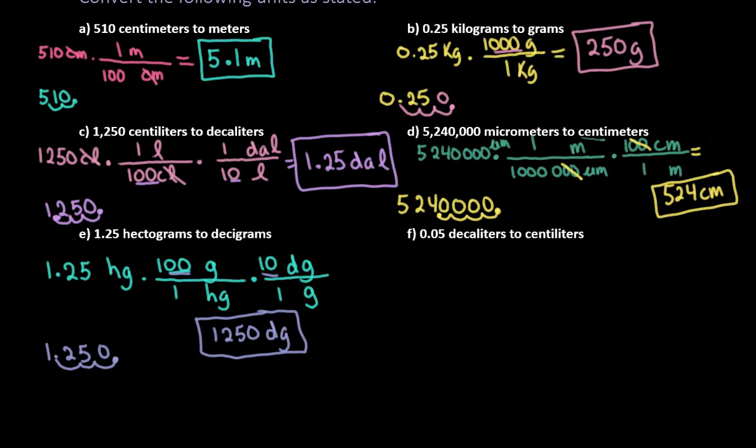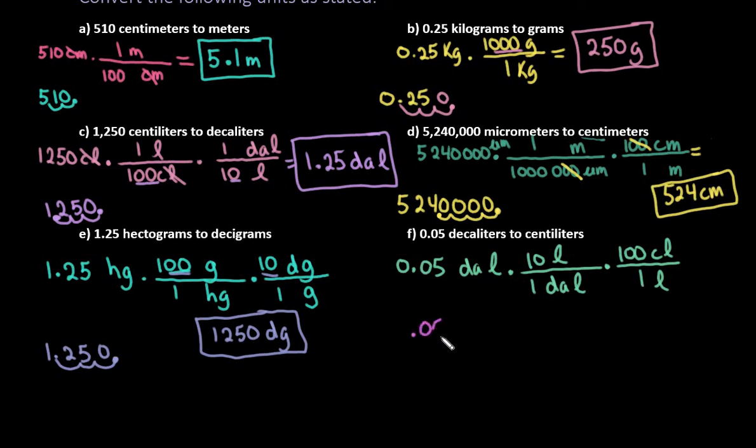All right, so last one. I have 0.05 decaliters, so I would put DAL, to centiliters. Again, we're going to go from decaliters to liters. So I can say that there are 10 liters in 1 decaliter. And then from liters, I'm going to go to centiliters. We know that there are 100 centiliters in 1 liter. If we simplify this, we would just do 0.05, and notice I'm going to move it over 1, 2, 3 zeros. So I would move it over 1, 2, and 3. If I do that, I end up with 50 centiliters. So there's 50 centiliters in 0.05 decaliters.